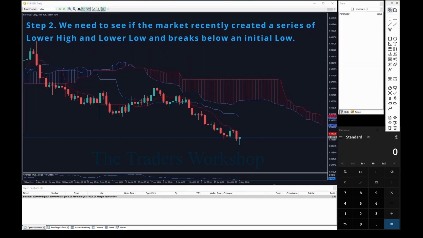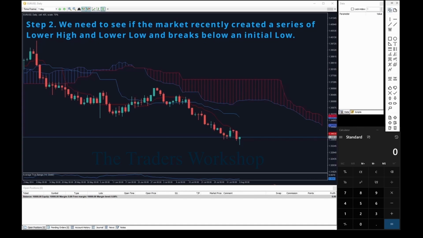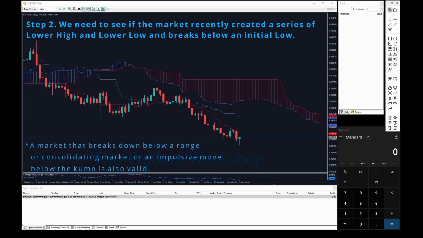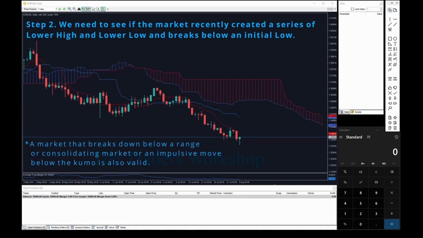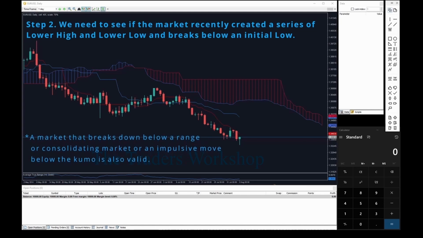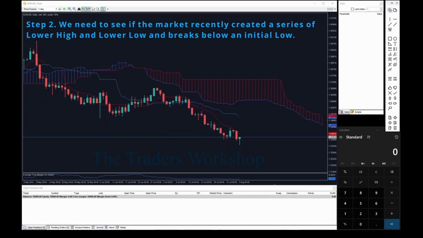Step 2. We need to see if the market recently created a series of lower high, and lower low, and breaks below the initial low. A market that breaks down below a ranging, or consolidating market, or printed an impulsive move below the Kumo is also valid. You will see an example of these in the actual back-testing process. This is a basic price behavior to start a trend to the downside. The guiding thoughts behind this concept: we need to see a market that is already trending lower.